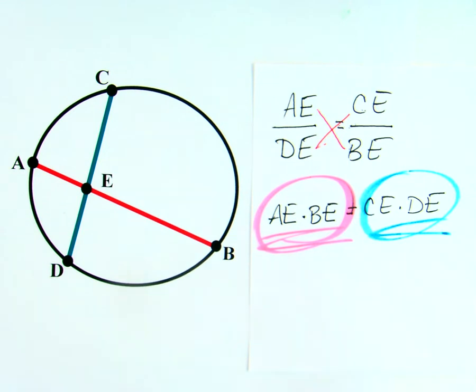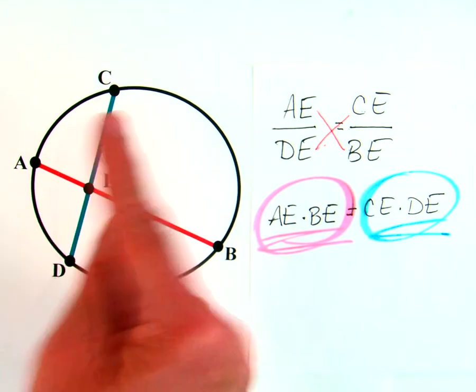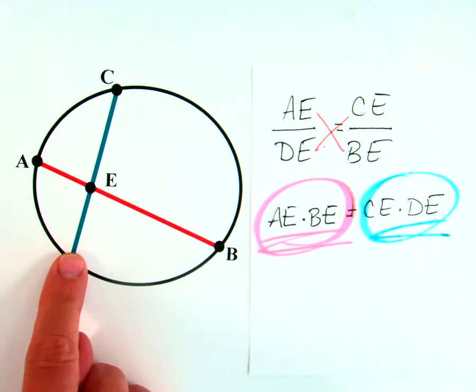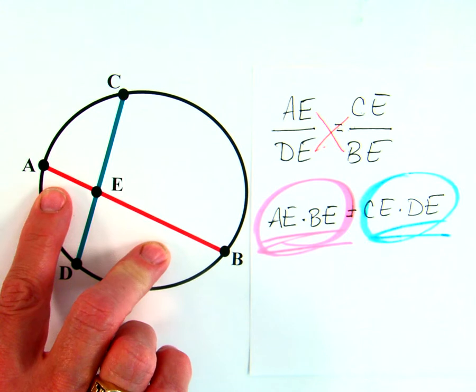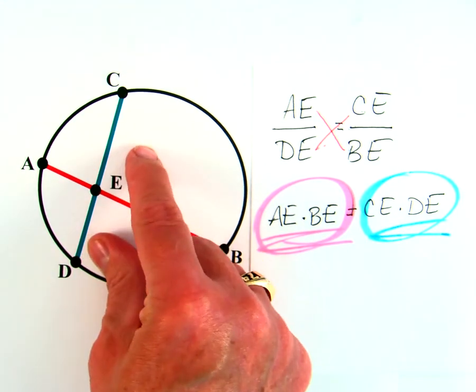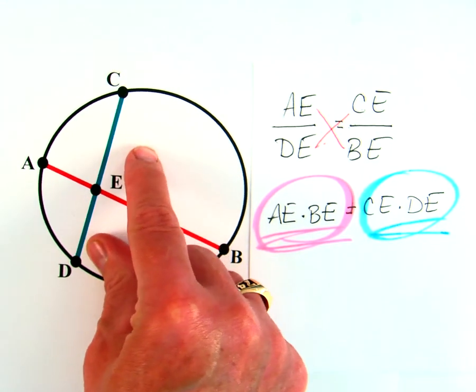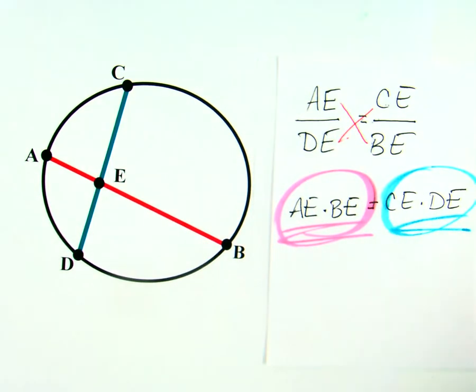So that makes it easy because you can just say in the same chord, piece times piece equals the other same chord, piece times piece. So piece of red times piece of red, same chord, equals piece of blue times piece of blue in the same chord. That makes it handy to use.